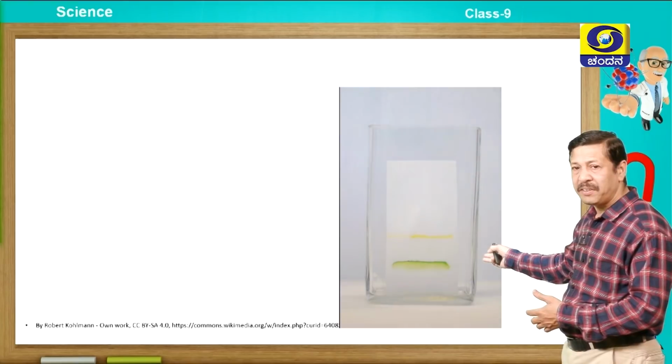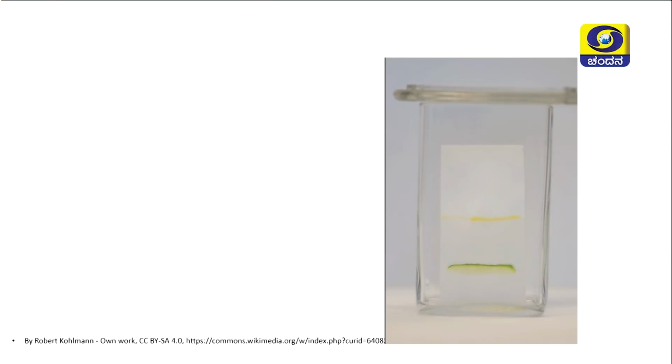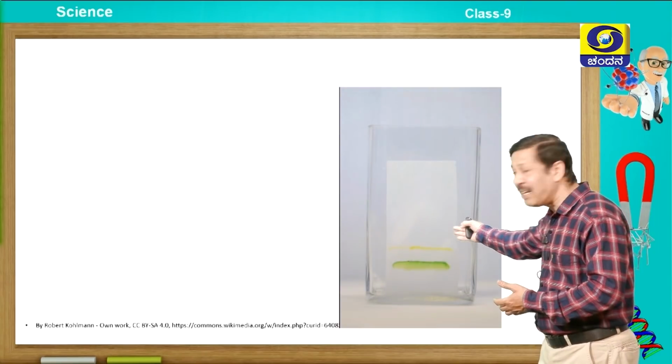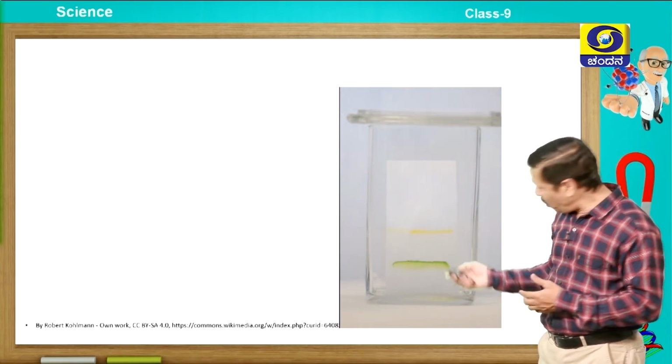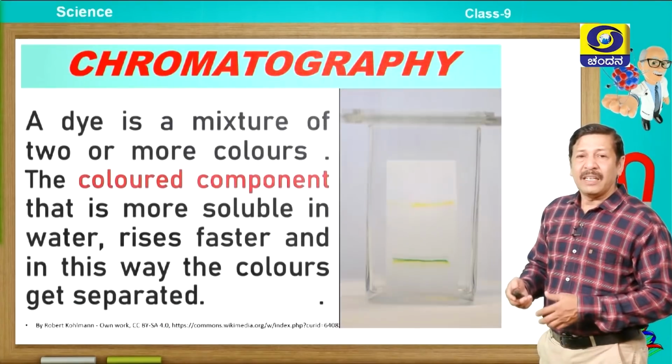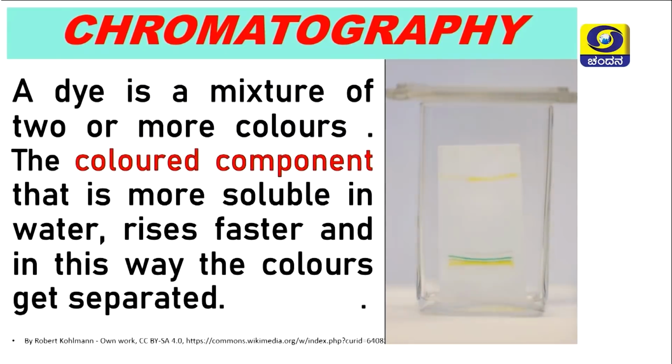Observe here. Observe this one carefully. So, the pigment contains several colors, you can separate like this. So beautiful, right? This is the magic. Here, the dye is a mixture of two or more colors. The colored component that is more soluble in water rises faster, and in this way the colors get separated.